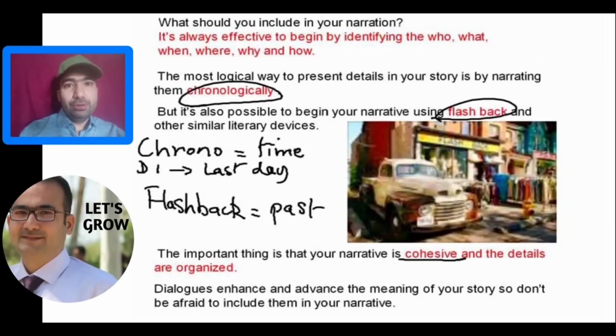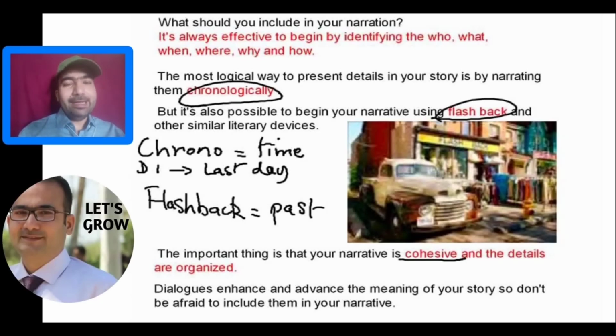What should you include in your narration? It's always effective to begin by identifying the who, what, when, where, why, and how. The most logical way to present details in your story is by narrating them chronologically. But it's also possible to begin your narrative using the flashback technique and other similar literary devices. So chronologically means sequence of events, events happening one after another.